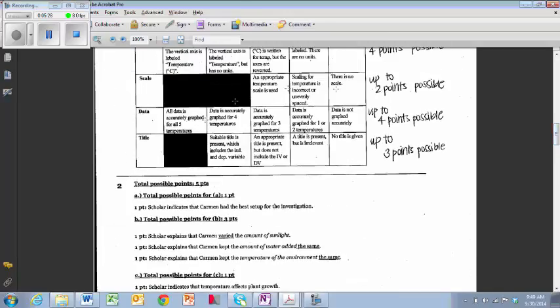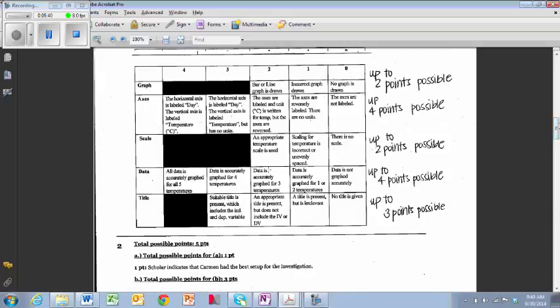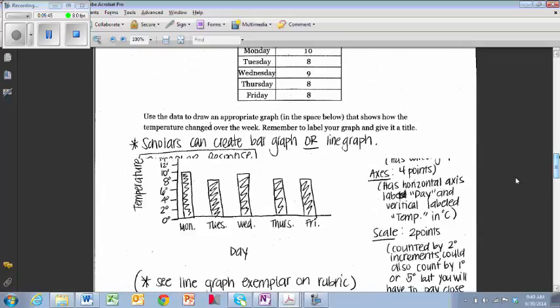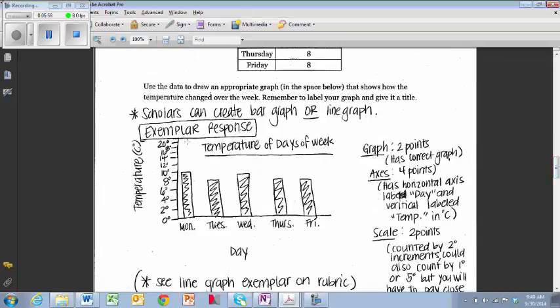If it's correctly graphed for all 5 temperatures, they get all 4 points. If it is correct for 4 of the temperatures, they get 3 points. If they get 3 temperatures, it's 2 points. And if they only really graph 1 or 2 temperatures correctly, they get 1 point. And then 0 points if it's not graphed correctly, meaning that maybe on Monday they go all the way up to 20 and they mark it, and then each of the other ones is also off by quite a bit.